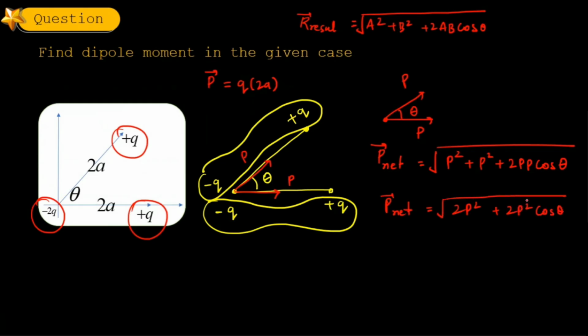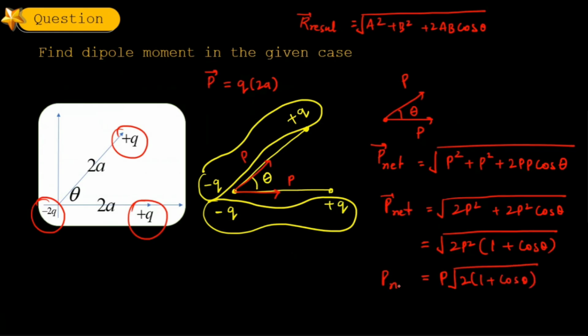What we can do here, we can take 2p square common. So if we take 2p square out as common, we are left with 1 plus cos theta, and it is going to be under the root. So again, this p square can be taken out from the square root. So we'll have p times root of twice of 1 plus cos theta. So this is going to be the net dipole moment in this particular case.